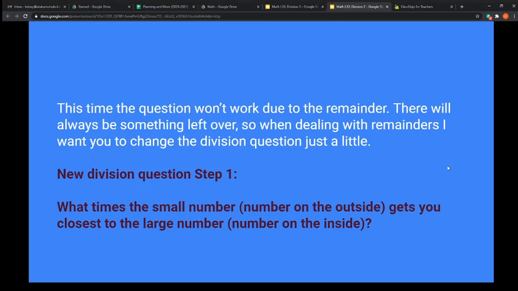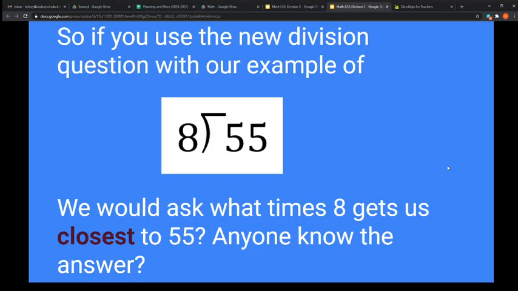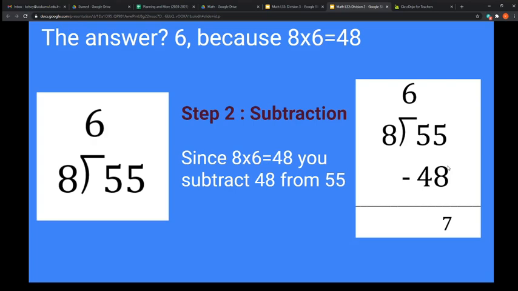So when dealing with remainders, I want you to change the division question just a little. This is step 1. What times the small number, or the number on the outside, gets you closest to the large number, or the number on the inside? So if you use the new division question with our example of 8 divided by 55, we would ask, what times 8 gets us closest to 55? That answer would be 6, because 8 times 6 equals 48. So you subtract 48 from 55, giving you 7.